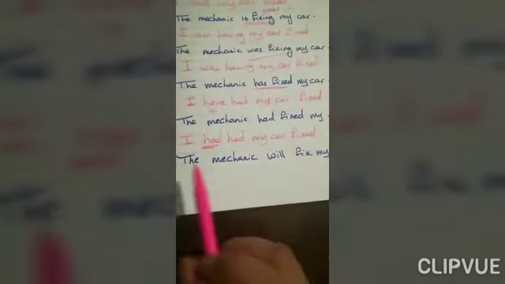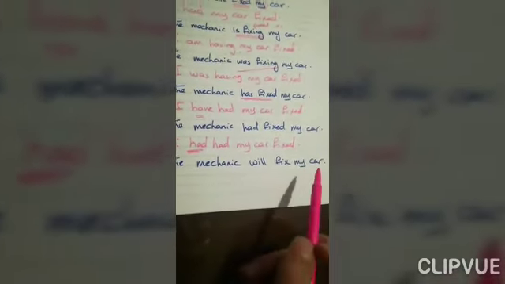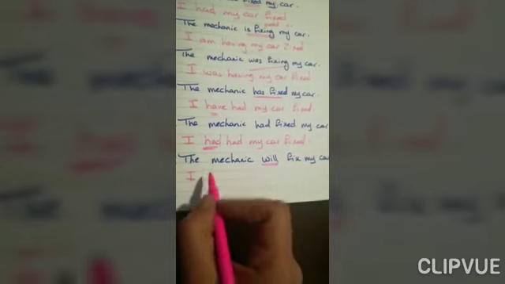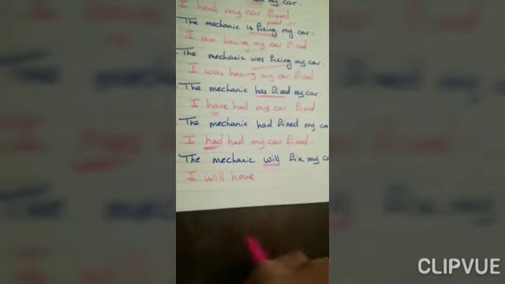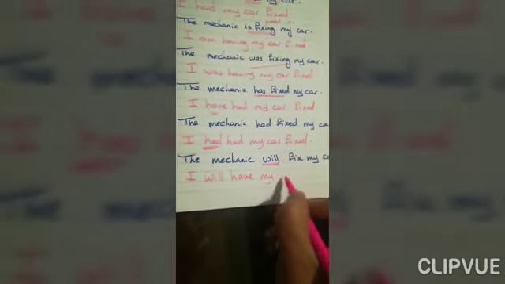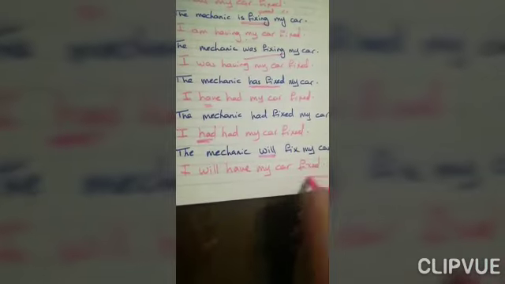Okay. Moving to this sentence, the last sentence from the same example. The mechanic will fix my car. Remember that will is a modal. So I'm going to say I will have. Right. The object is my car and the past participle is fixed.